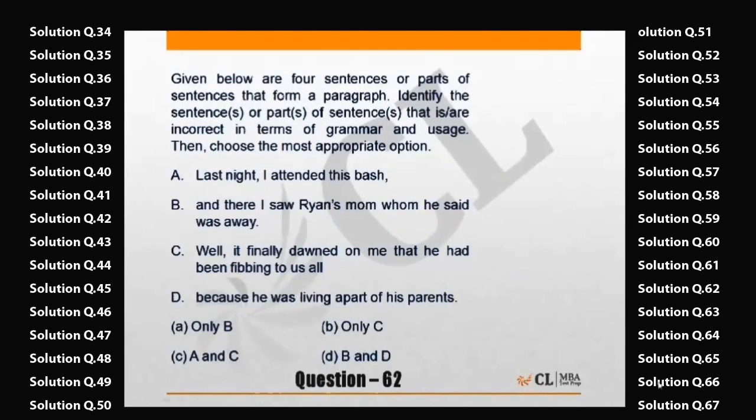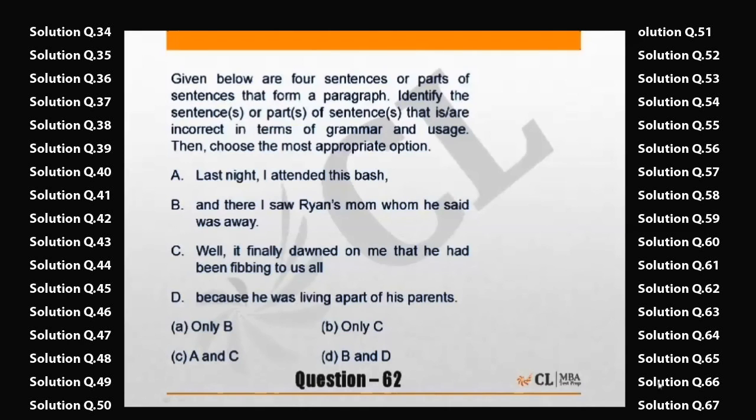I hope that you have been brushing up on your grammar, because question number 62 was a sentence correction question, and you will see such questions pretty frequently in the mocks to come. The question read, given below are 4 sentences or parts of sentences that form a paragraph. Identify the sentences or parts of sentences that are incorrect in terms of grammar and usage.